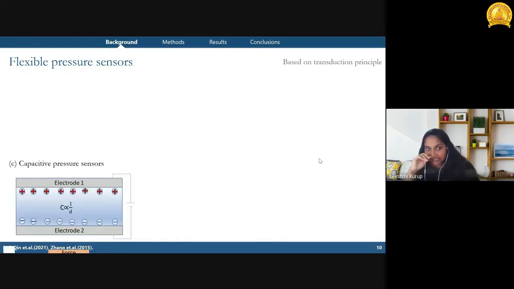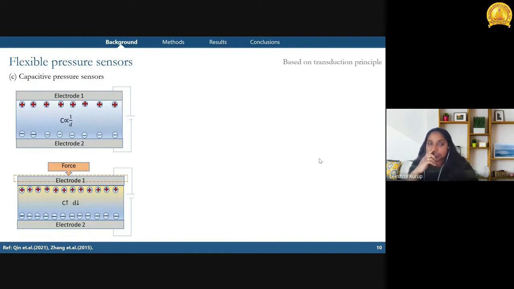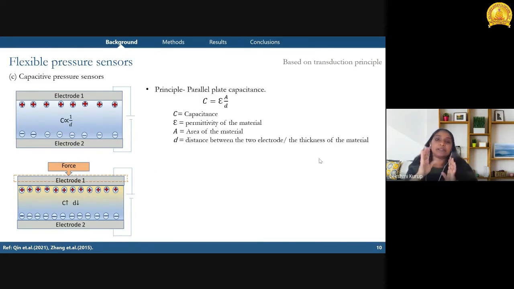So the third one is the capacitive pressure sensors. As we know, a capacitive pressure sensor can be made using any material, whether isotropic or anisotropic, and it simply works on the principle of parallel plate capacitance. You might know this equation, C = εA/d: capacitance is directly proportional to the area of the substance between the two electrodes and inversely proportional to the distance between the two electrodes, or the thickness of the material, right?